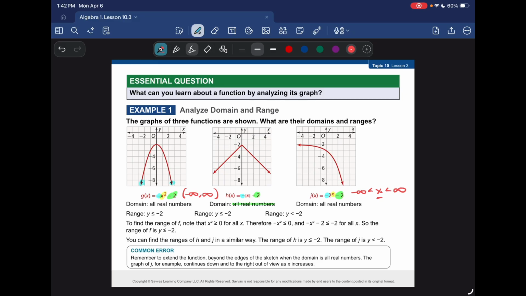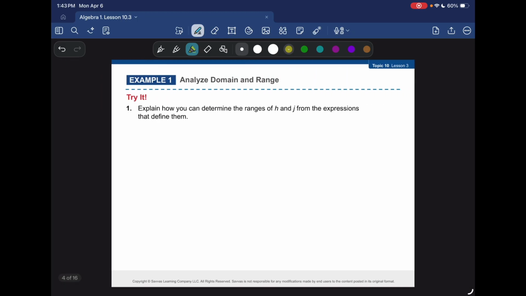Why is it not equal to -2? Well, remember, with exponential functions, we have what's called an asymptote. We have this line that the function approaches but never actually gets to. So it increasingly gets closer and closer to that value at -2, but it never actually equals -2. So the range will not include -2. That's why it's only less than -2. Okay, so that's how we can analyze domain and range. Just remember, domain is input, range is output.